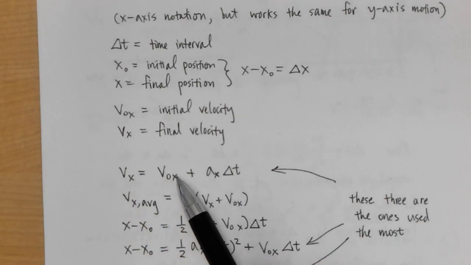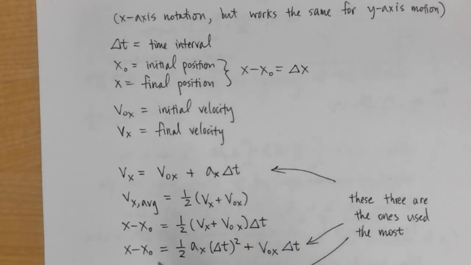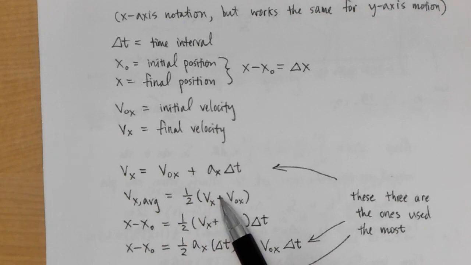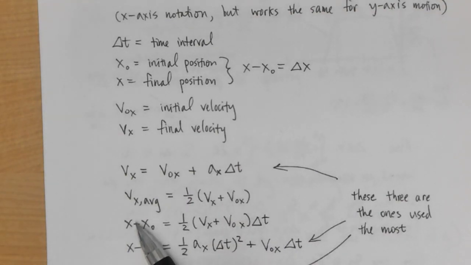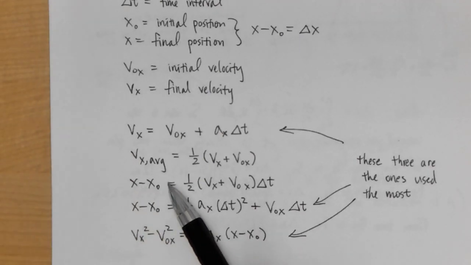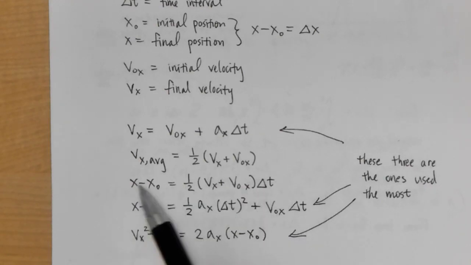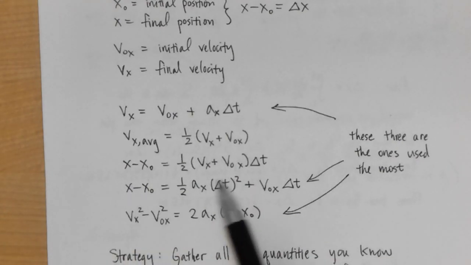vx is equal to v0x plus ax delta t. This is one of the important ones. vx average is 1/2 (vx plus v0x). This is not so widely used. Another one is x minus x0 is 1/2 (vx plus v0x) times delta t. This is also not used very much. But these next two are used a lot.